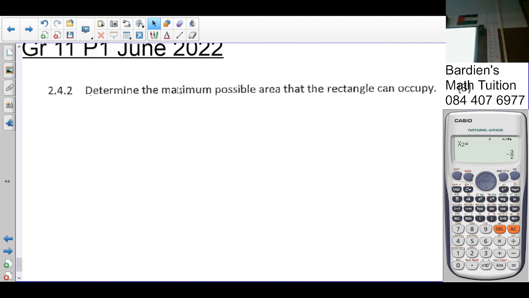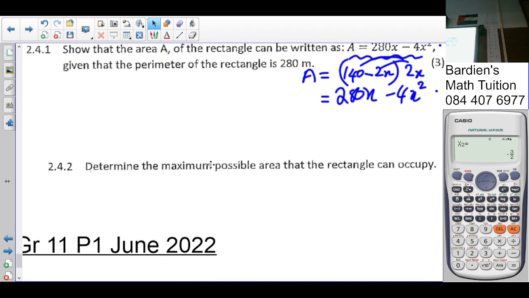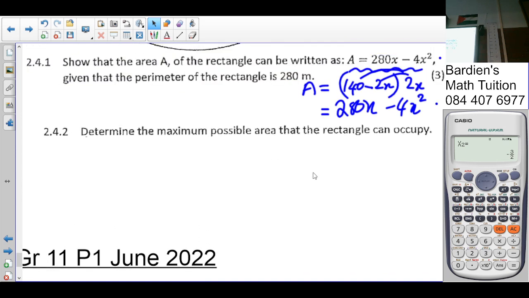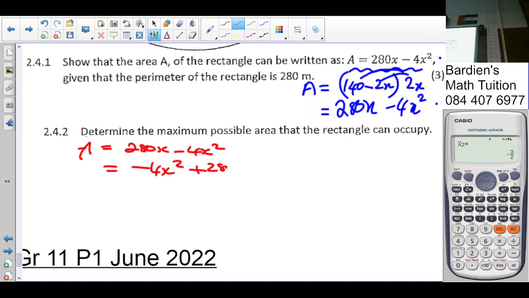Then the question says, determine the maximum possible area that the rectangle can occupy. So, what do we do for maximum area? Complete the square. So if the area is defined as 280x minus 4x squared, or the same as negative 4x squared plus 280x, to complete the square, I need to first take out negative 4 as a common factor. It is x squared minus, that's 140, so it's 75. No, 70. Is that correct? Alright.